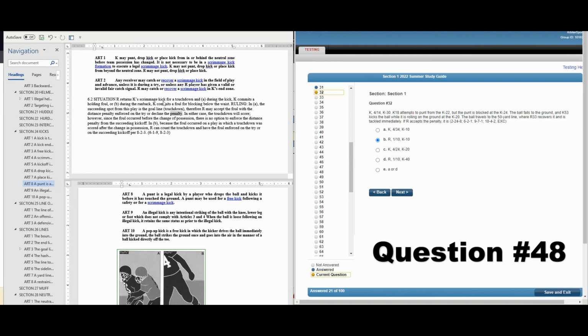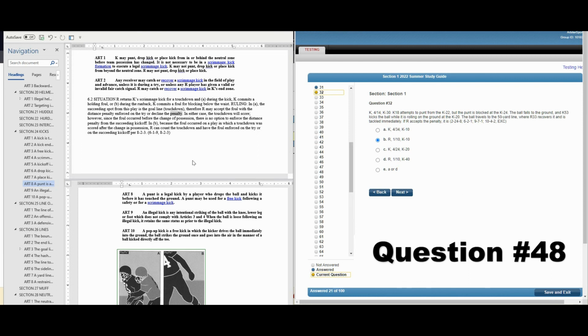If R accepts a penalty, and we've got all kinds of rules references here, so let's go over the rule reference first. 2-24-8 just defines a punt, and it basically says you drop the ball and kick it before it touches the ground. So 53's kick is not a punt. Now, he could have picked it up and kicked it. That would be perfectly legal. Because it's behind the line of scrimmage, he can throw it, he can run with it, he can kick it again.